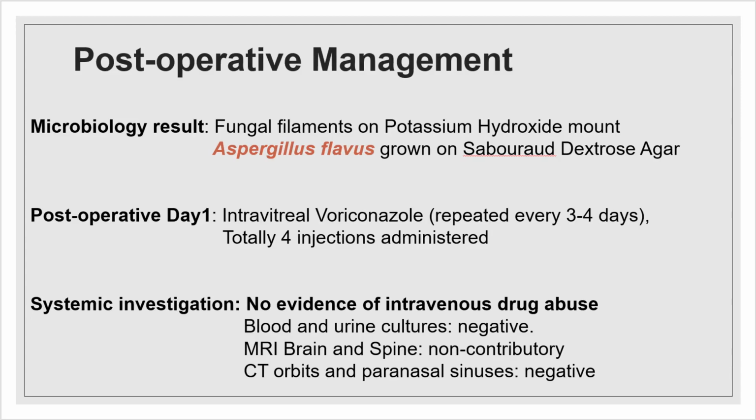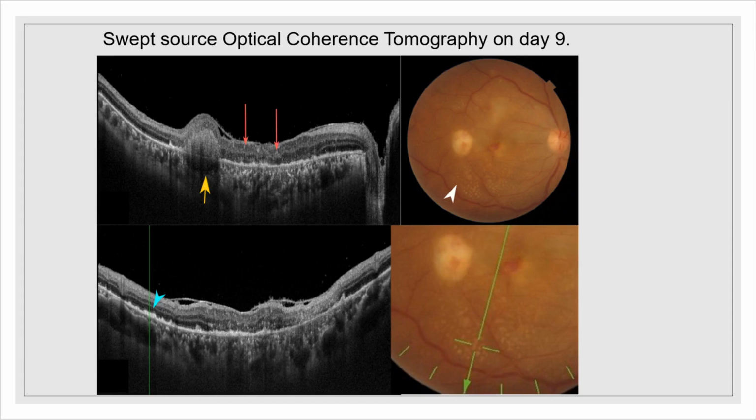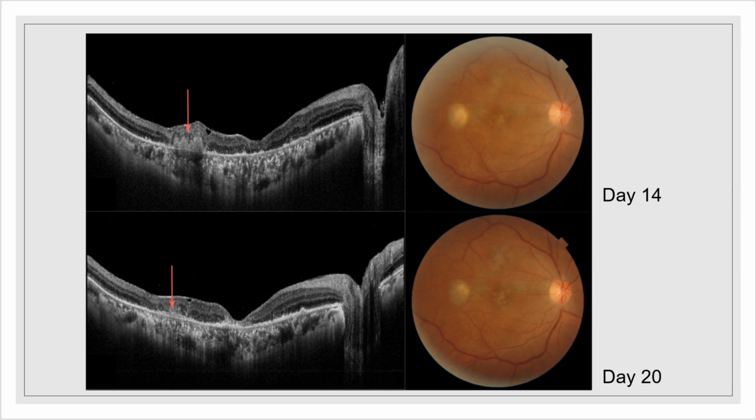Post-operative day 1, the patient received intravitreal voriconazole after the report of KOH mount, and it was followed by injections at an interval of every 3 days until all the retinochoroiditis lesions healed completely. Swept-source OCT done on day 9 showed lesions at different levels of retina and choroid in various stages of healing. Roth's retinitis lesion, temporal to fovea, showed hyperreflectivity in the retina with a bowl of hyperreflectivity in the choroid. Hyperreflective dots were seen in all layers of retina.